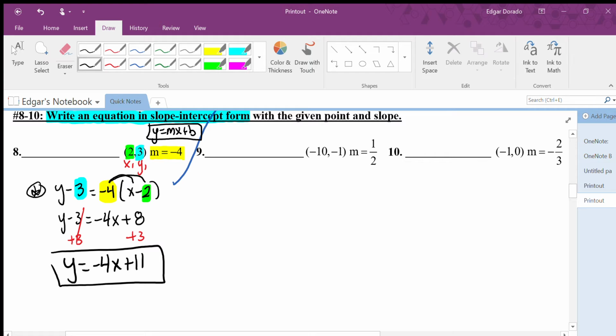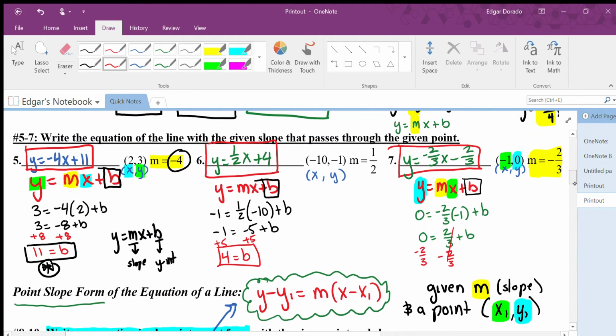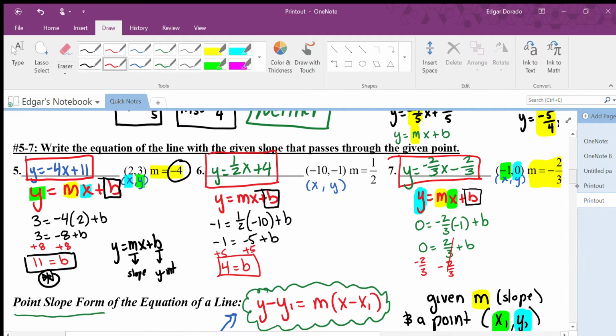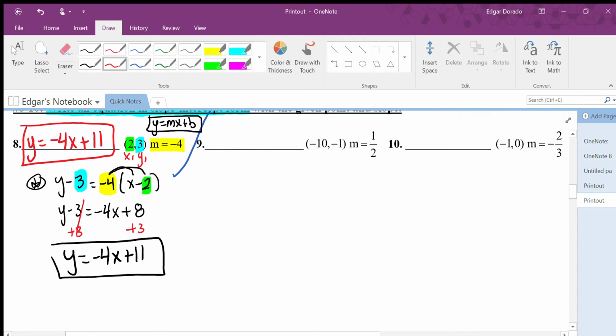And look at that. That should look very similar to an answer that you got. We just did a different strategy. So negative 4x plus 11. And look at that. Look at the answer for number 5. Negative 4x plus 11. But now notice that in the first ones, we just called them x comma y. Now we're saying that the point that we're given is actually x1, y1. Okay? Alright, I'm going to go ahead and do one more with you guys, and then I'm going to have you try one on your own.